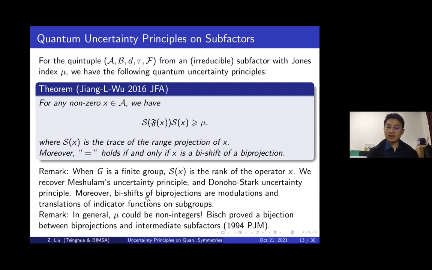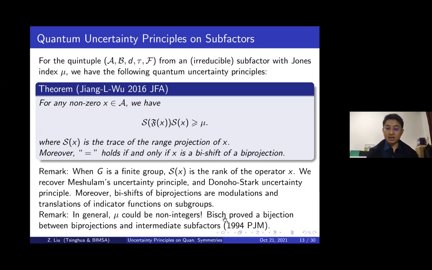So in general, we call that a bi-shift of a biprojection. And what's a biprojection? For subgroups, the indicator function of a subgroup is first a projection, and secondly, it's also a projection under convolution. So it's a projection up to a scalar under both multiplication and convolution. And actually, there is a bijection between such biprojections and such subgroups.